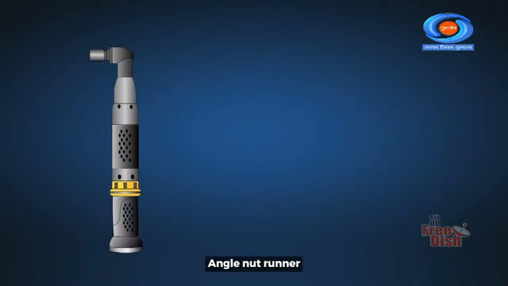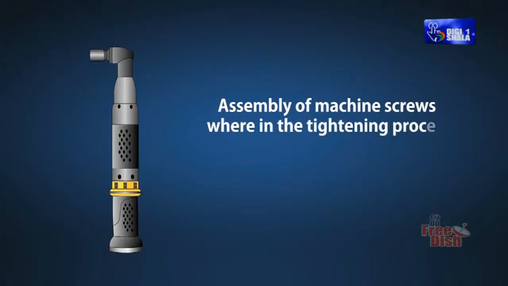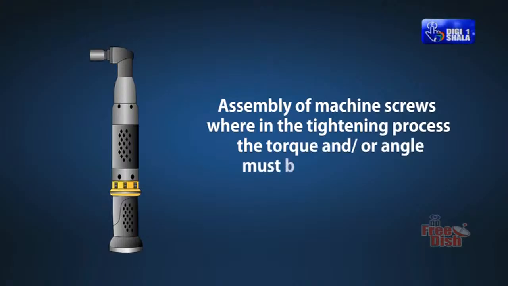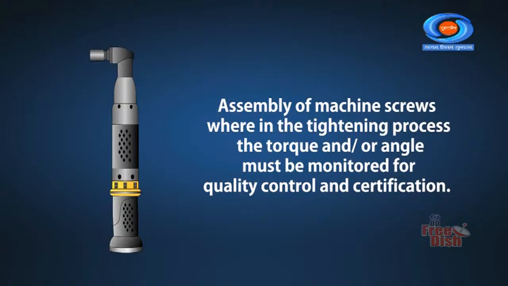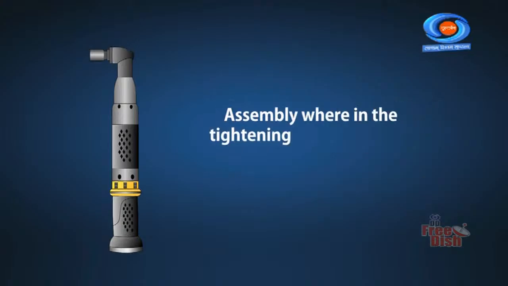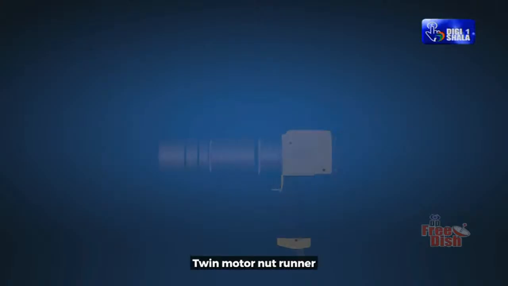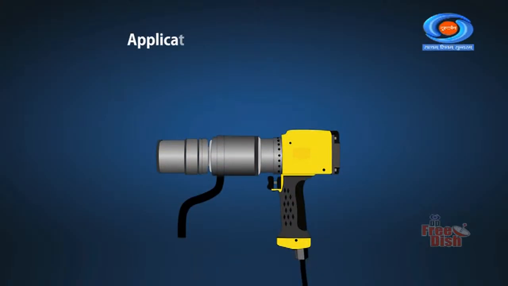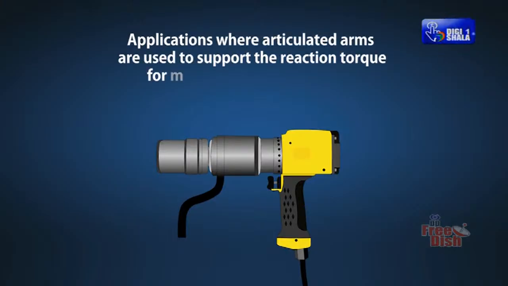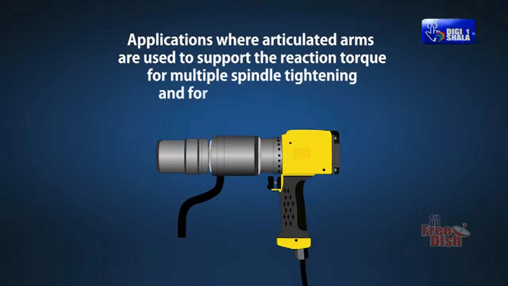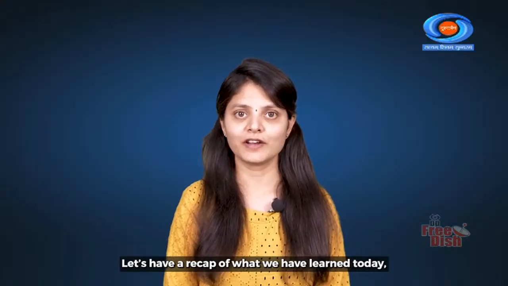Angle nut runner. Assembly of machine screws where in the tightening process the torque and/or angle must be monitored for quality control and certification. Assembly where in the tightening process control to a high level of accuracy is necessary. Twin motor nut runner. Applications where articulated arms are used to support the reaction torque for multiple spindle tightening and for automatic systems. Let's have a recap of what we have learned today.